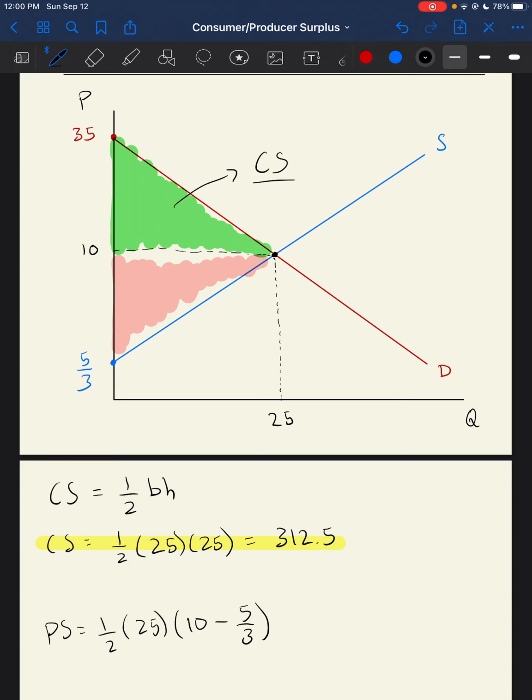So let's plug this into a calculator very quickly. And we're going to come up with $104, and I'm just going to round this to 2 decimal places, so 104.17. So that's going to be our producer surplus.